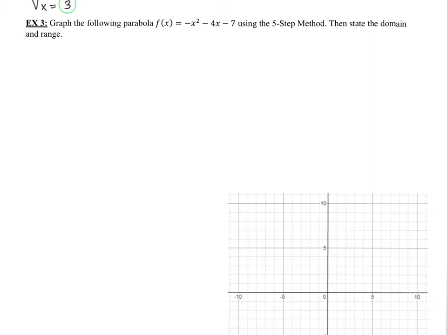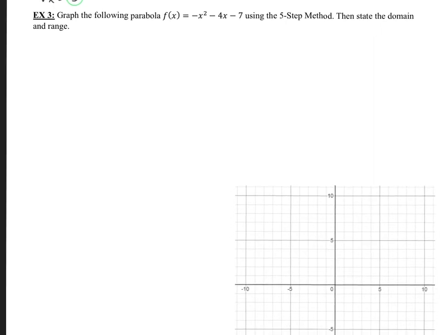All right, so the 5 steps. Well, the first thing, as most children learn in life, the first step is to list the ABCs. What do I mean? Well, write down the A, B, and C values. A is going to be that negative 1. B is going to be the negative 4. And C is negative 7.